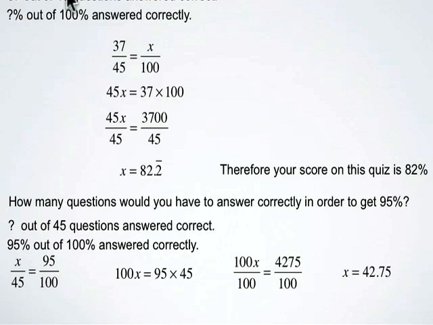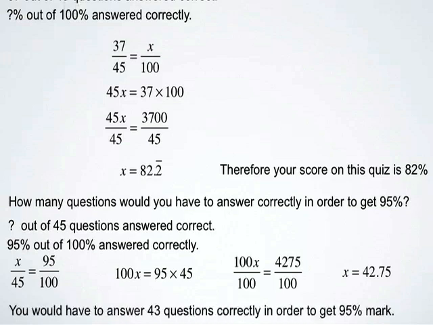Now the thing about writing a quiz, if each question is only worth 1 mark, you can't really get 42.75. So we're going to say that in order to make sure you get the 95% or even a little higher, you need to answer 43 questions correctly.